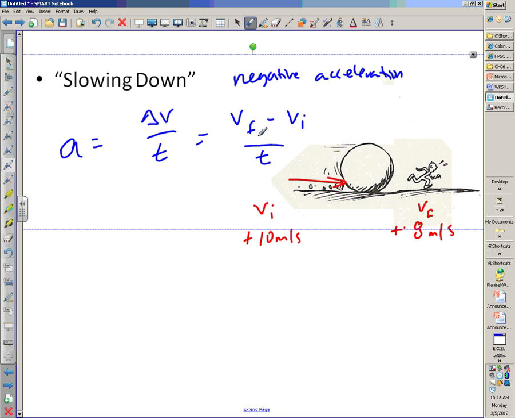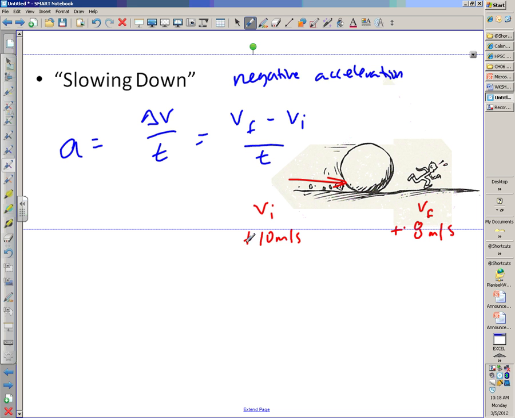The velocities are still positive, but the acceleration is negative. So would the final answer be negative 2 meters per second squared, or would it be plus? No. Because we're calculating two different things, right?